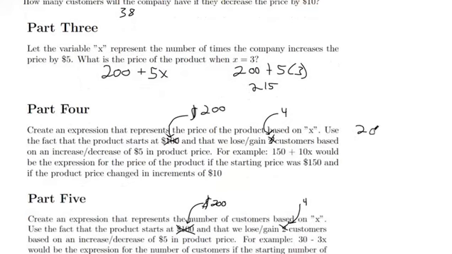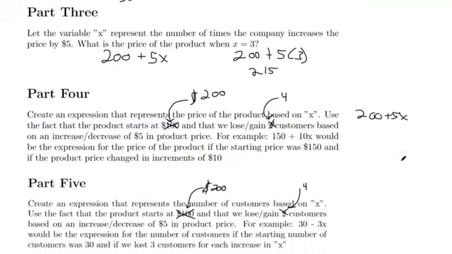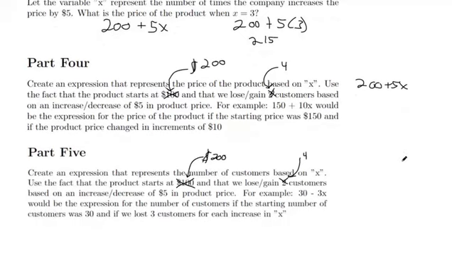If you've already written that, you've got it. This represents the price of the product. Okay? It starts at $200, and for every 1 increase in x, we've gone up by another $5 in price, because x represents the number of times we boost the price by $5. Now, part 5, though, isn't about money. It's about the number of customers we have.